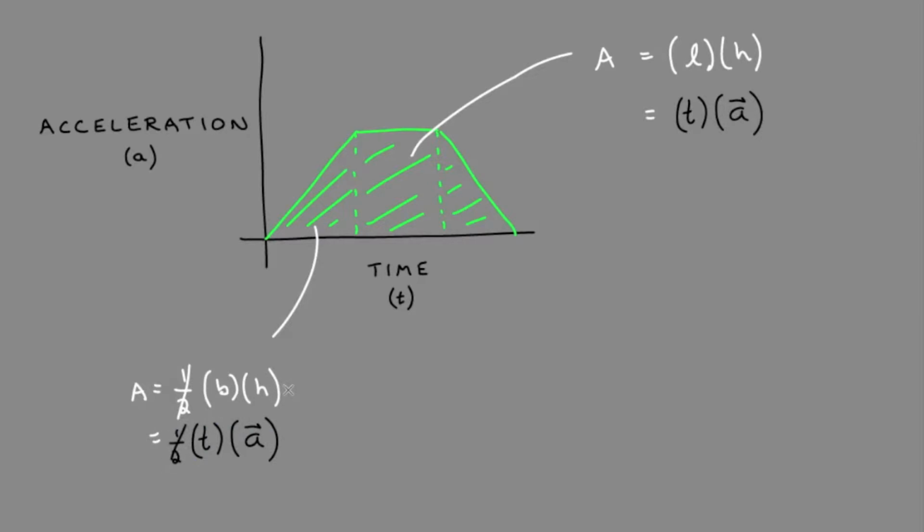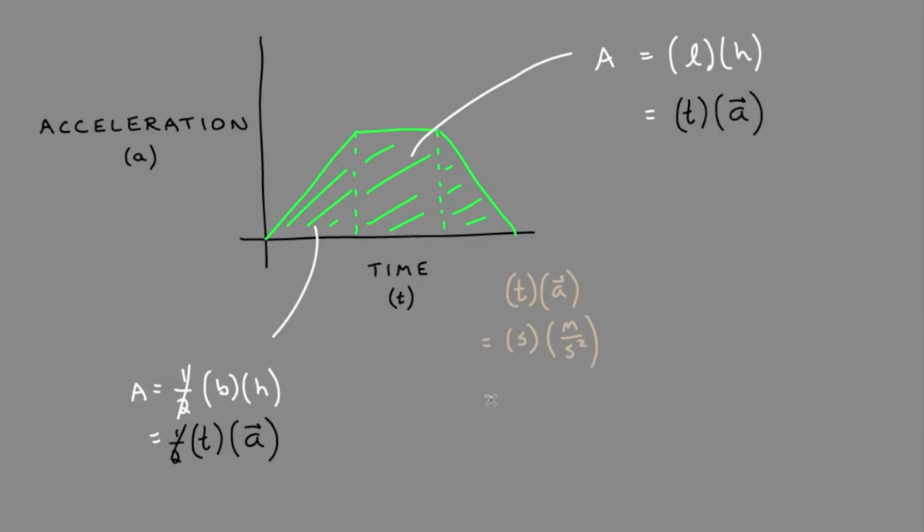So what is time times acceleration? If memorization is not your thing, you could do a unit analysis. So you could look at what are the units of time and what are the units of acceleration and multiply them, see what you get. So time is typically in seconds. Acceleration is typically in meters per second squared.